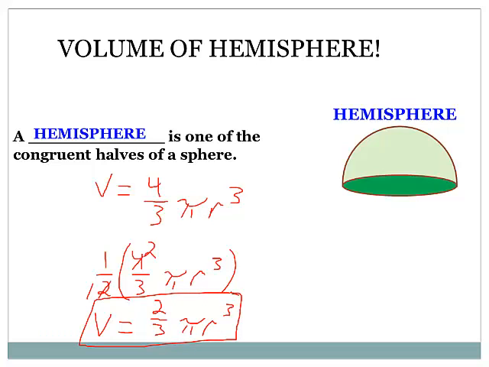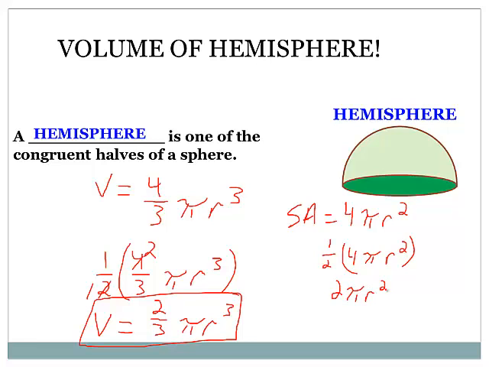Okay, if we need to find the surface area of a hemisphere, remember, the surface area of an entire sphere is 4 times pi r squared. So that's the entire sphere. What we could do with this one again is multiply this by 1/2, so divide by 2. So if I multiply 4 pi r squared by 1/2, I'm going to have 2 pi r squared.